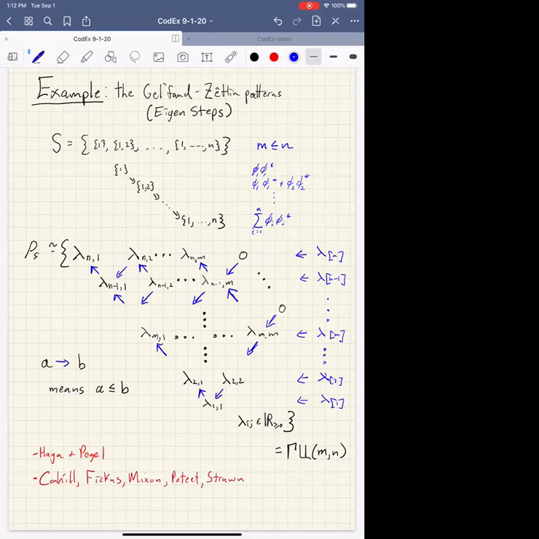So what I'm going to do next is explain a little bit more of the background of these patterns and use that as sort of an excuse to explore some of the constructions that we might use later when we're interested in more general sets S.